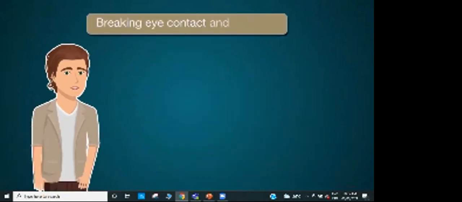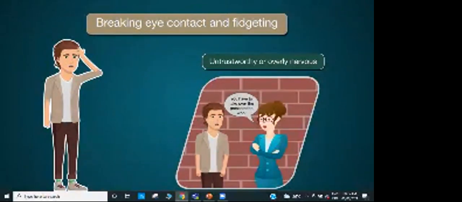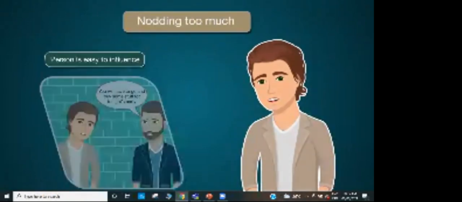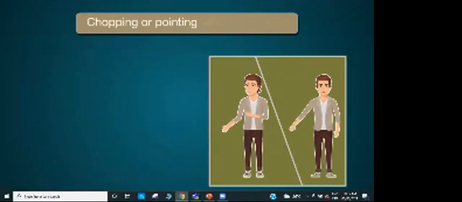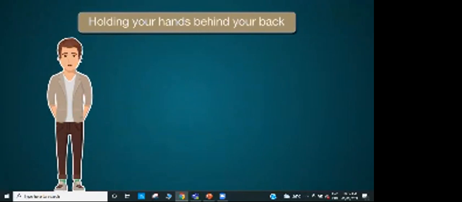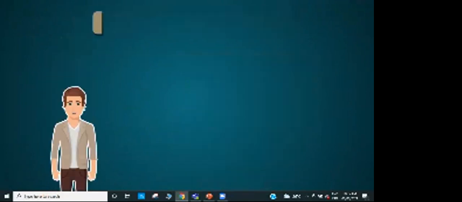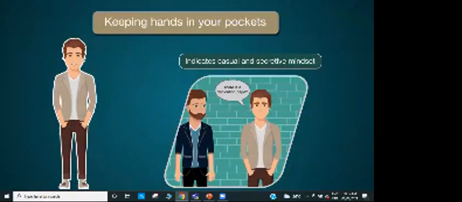Breaking eye contact and fidgeting can make you seem untrustworthy or overly nervous. Nodding too much during a conversation indicates a person is easy to influence and makes you look like a bobblehead doll. Chopping or pointing with your fingers shows aggression and sometimes rudeness. Holding your hands behind your back indicates curiosity and arouses suspicion. Keeping your hands in your pockets indicates casual and sometimes secretive mindset.